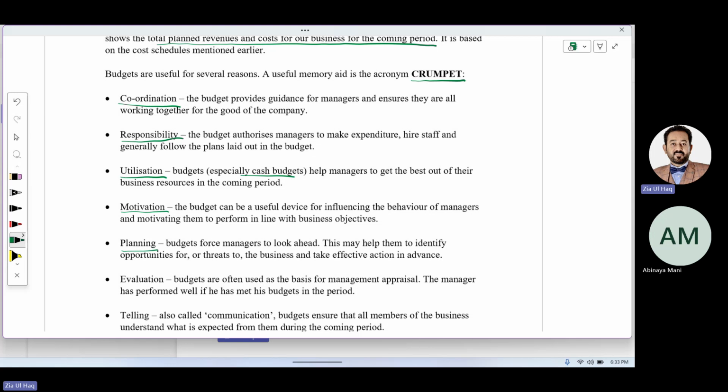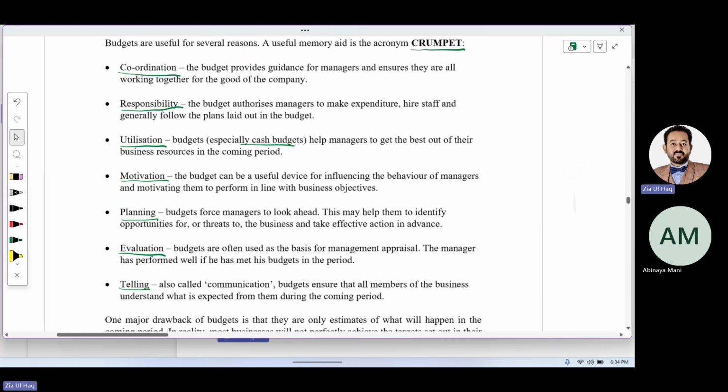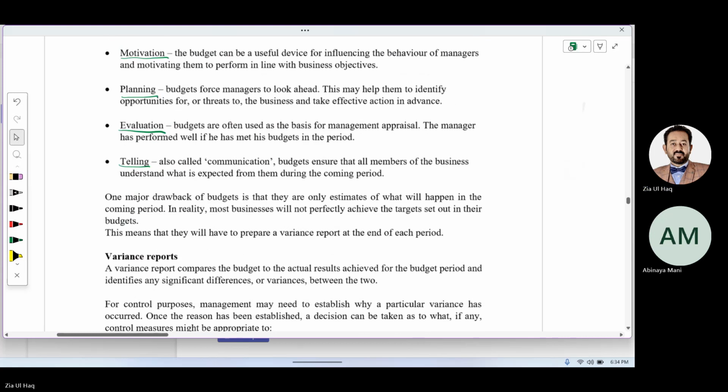Budget helps in planning as well because they are future plans. Budget helps in evaluation, like evaluating performance of different managers. Like if they have achieved the budget, this means their performance is good. If they haven't achieved the budget, their performance is bad. So through budget, you can communicate to others what we need to do, what we need to achieve. So these are the uses or purposes of budget.